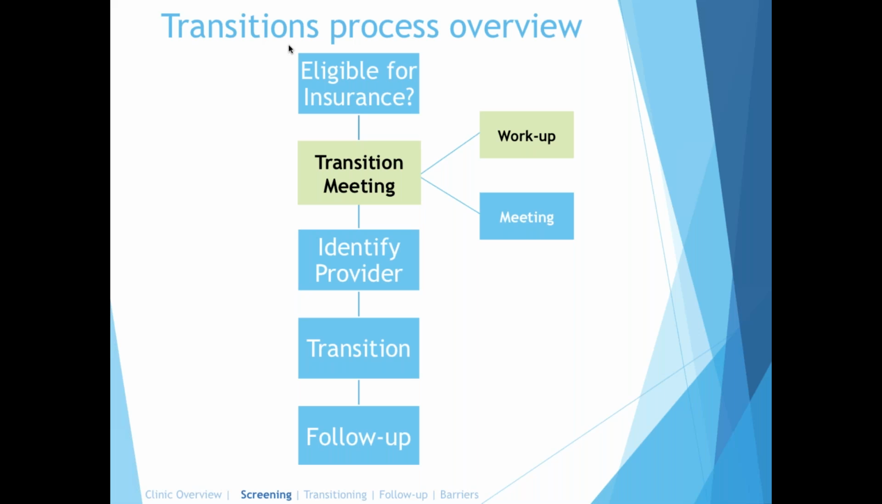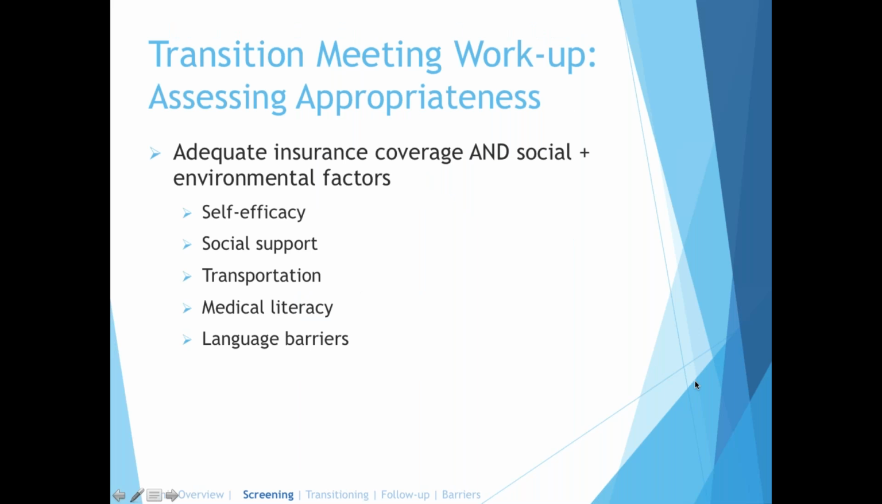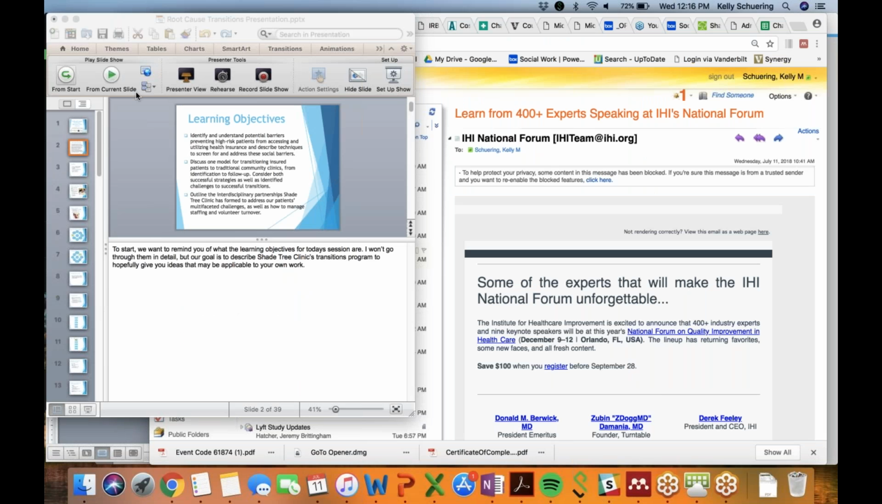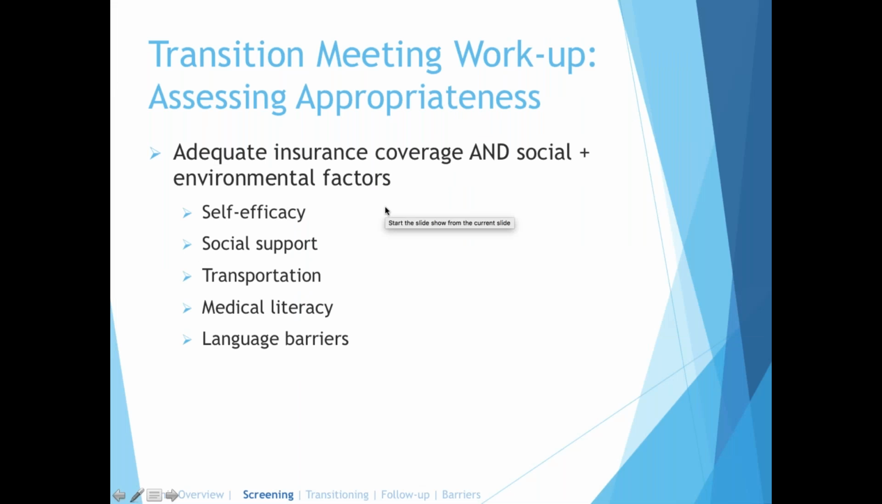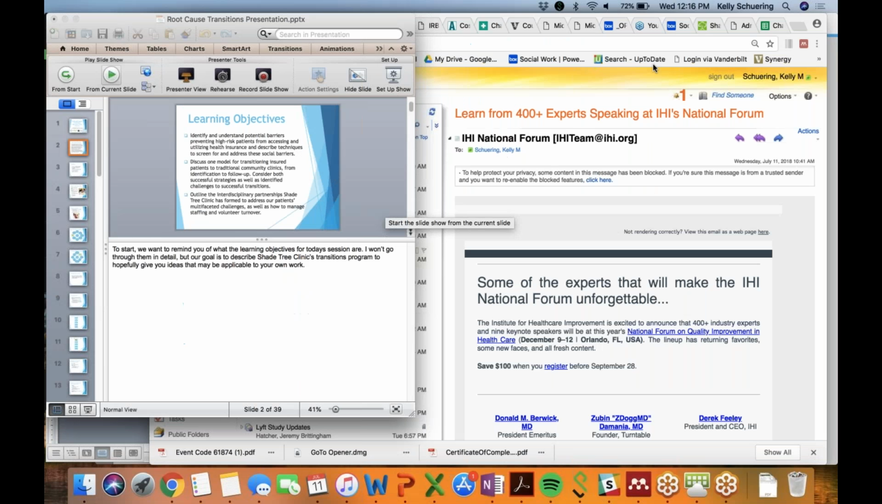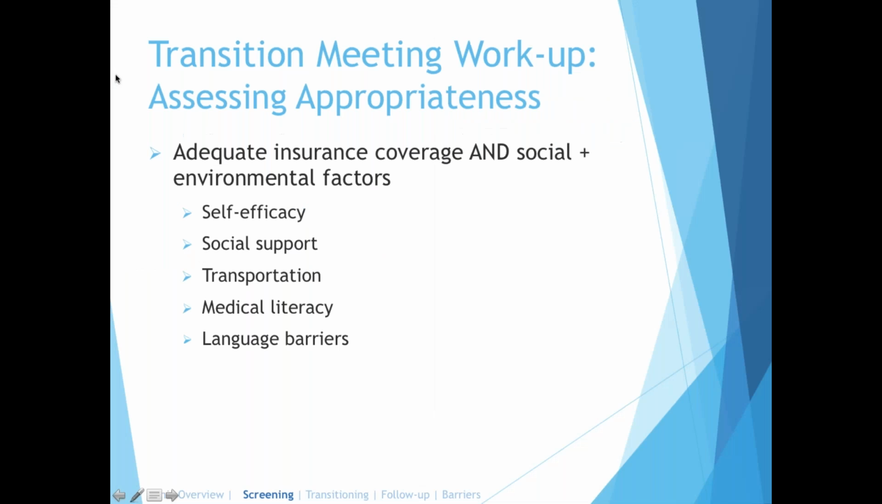Next, after we have helped them get insurance and we've identified them as potential transition candidates, we will work them up before our transition meeting with the rest of the clinic leaders. One of the first things we do is we work on assessing fit for transition. This includes making sure they have adequate insurance coverage, as well as social and environmental factors that will help them be successful. We don't want to just transition people out of the clinic if they are not going to be successful and if it's going to harm their health care.